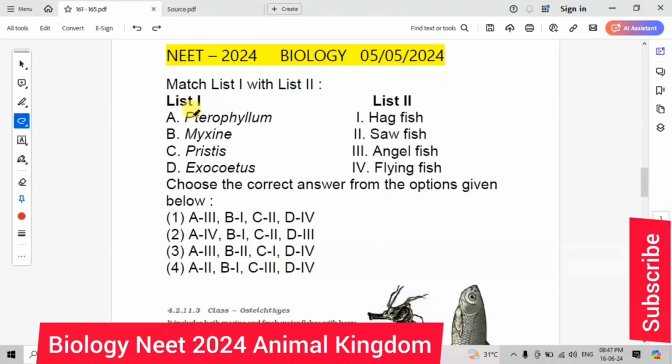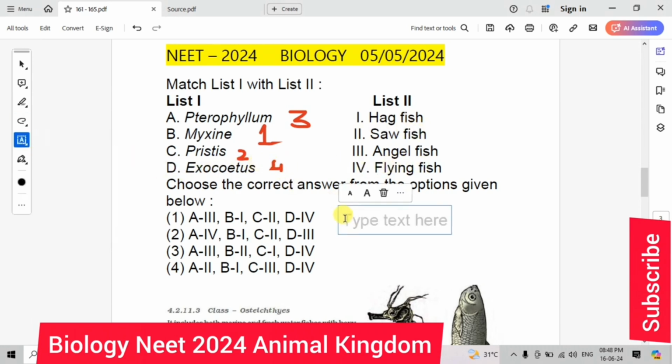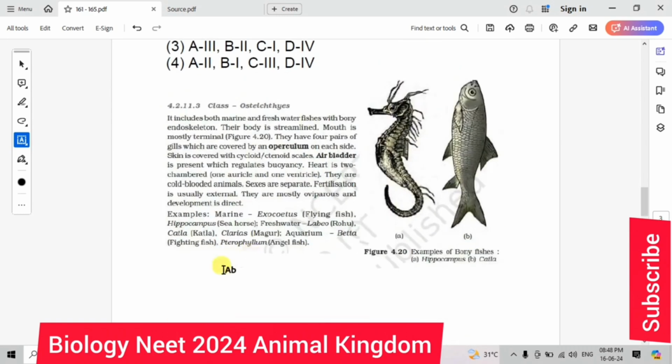Thank you. Pterophyllum, and it is 3, angelfish. Next, B. Myxine is 1, hagfish. Next, Pristis is 2, sawfish. Next, Exocoetus is 4, flying fish. And the options are 3, 1, 2, 4. And from the chapter known as Animal Kingdom, you can see the examples from the class Osteichthyes.